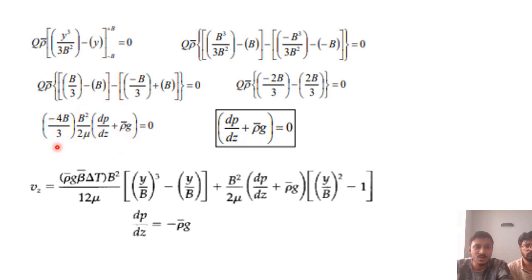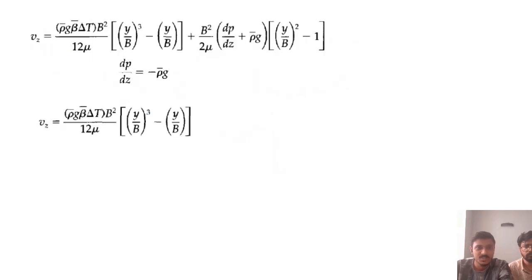Now all these terms are constant and are sent to the right hand side, and we get this expression, which is our important result, that is dp by dz plus rho bar g is equal to 0. Now if this is 0, and if we substitute this result back in our velocity profile, this is our velocity profile, and we substitute this back here, so we will get the velocity profile equation as this. Substituting dp by dz equal to minus rho bar g, this becomes 0.